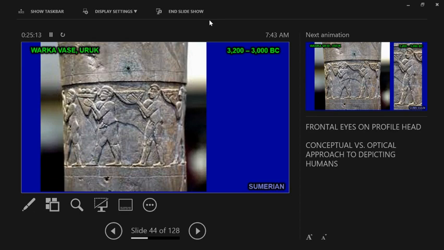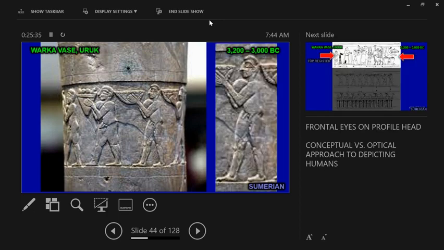Here we have a compound view of the figures. Their legs are at a side view, and their heads are at a side view, but their hips are at a front view, and their chest is at a front view. And their eyes, it's frontal eyes on a profile head.